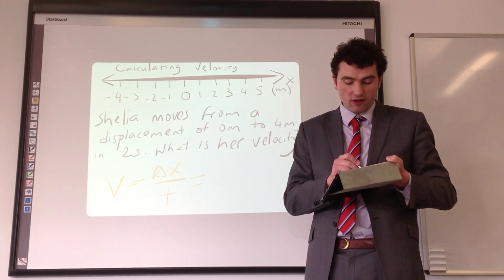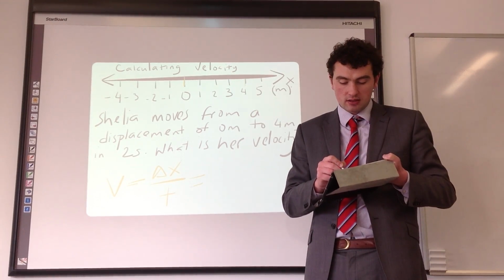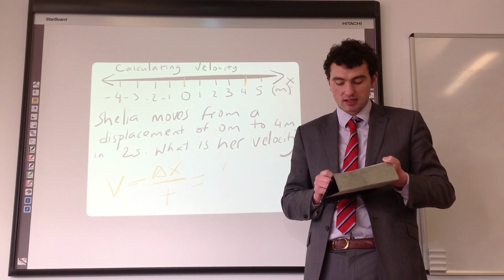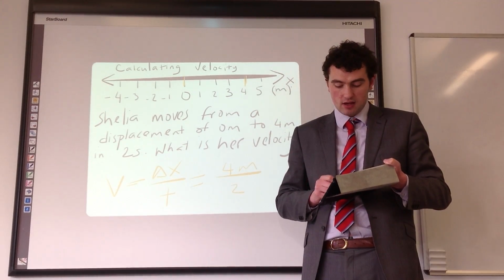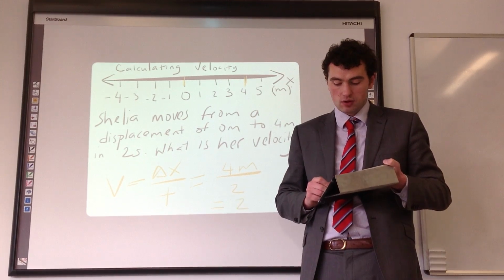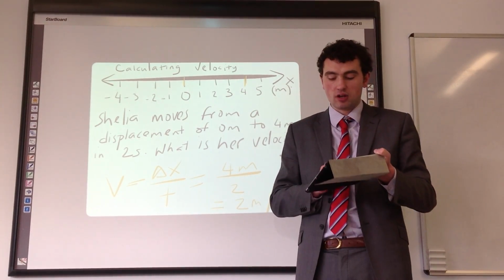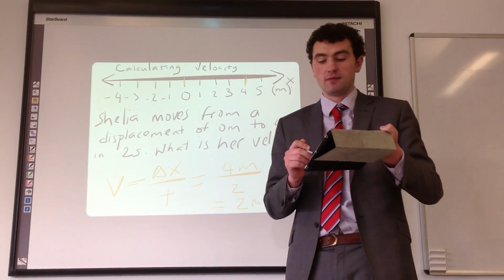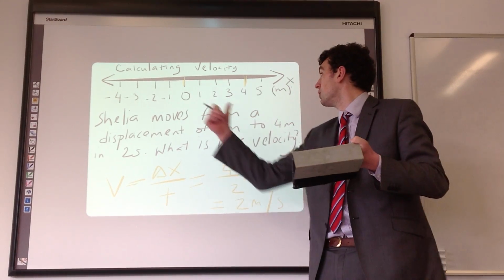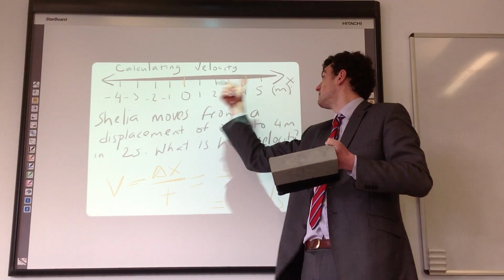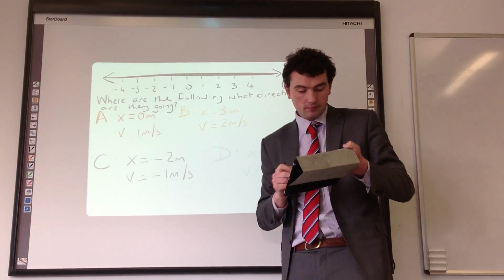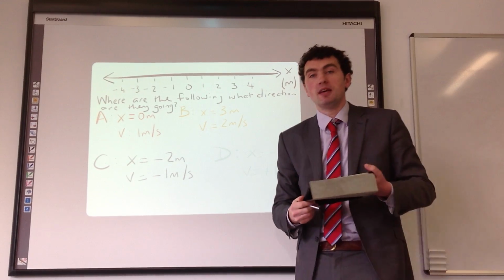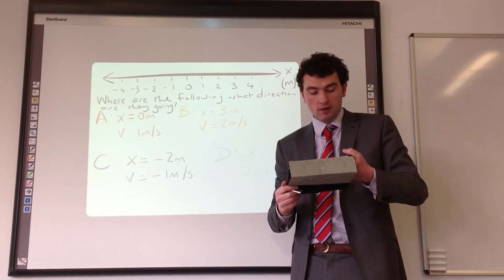So she started off here and she went to here. So her change in displacement is 4 metres, and the time it took her to do that is 2 seconds. So now I know her velocity is 2 metres per second, but because I'm talking about a velocity and 2 is a positive number, I know that she must be going in this direction, in the same direction as the positive numbers are increasing in.